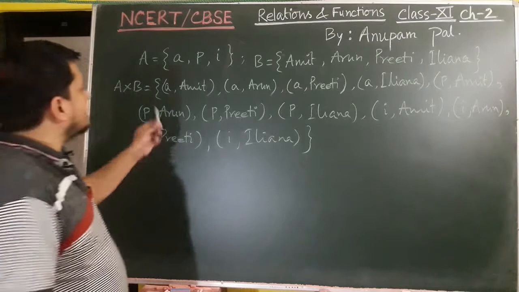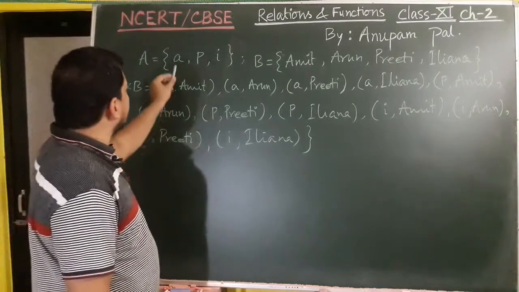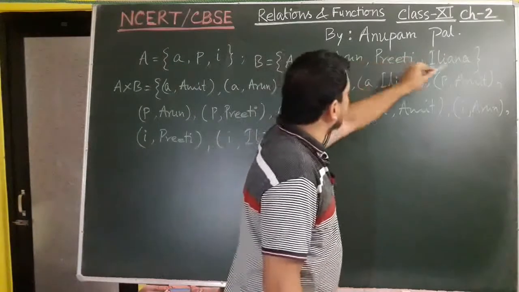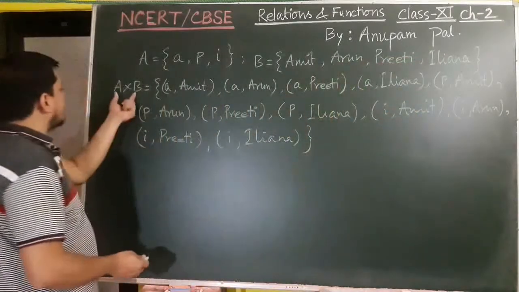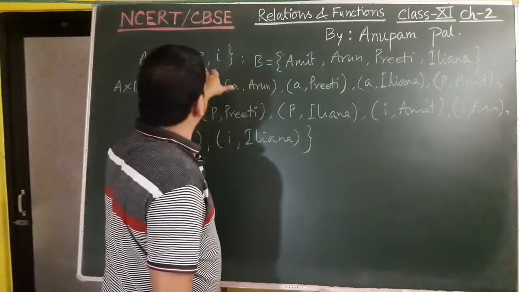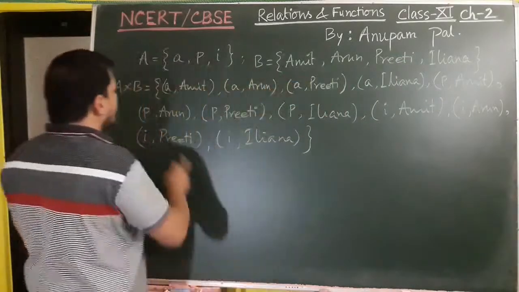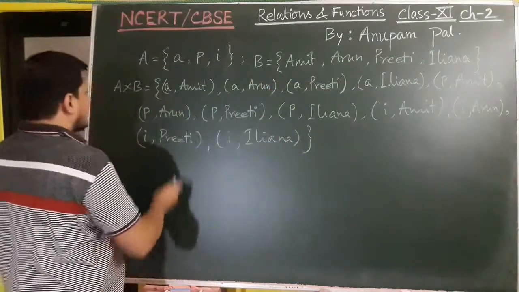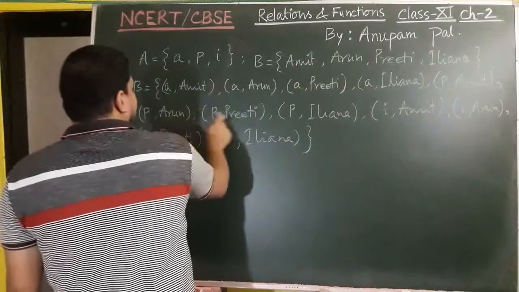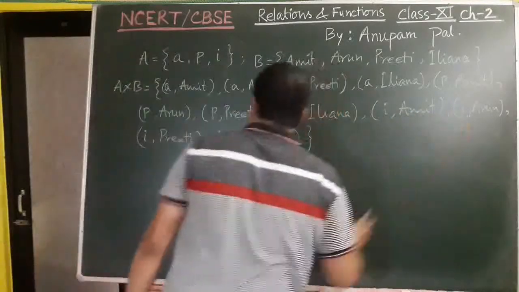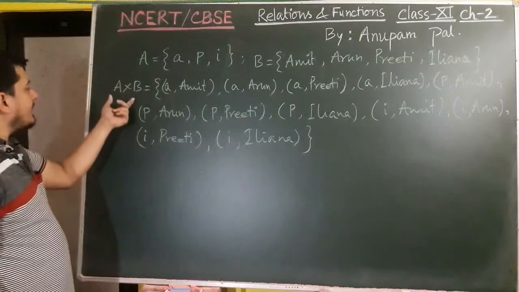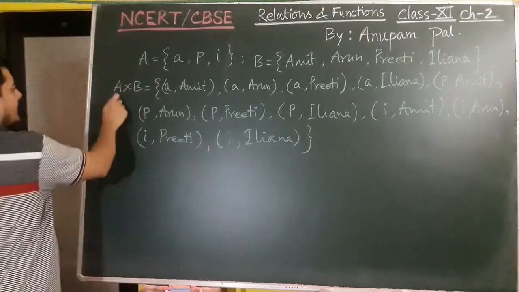You can see there are three elements in A, 1, 2, 3, and here there are 1, 2, 3, 4. So how many elements will be there in A cross B? It will be 3 multiplied by 4, so it will be 12. Let me check it: 1, 2, 3, 4, 5, 6, 7, 8, 9, 10, 11, 12. There are in total 12 ordered pairs in A cross B.